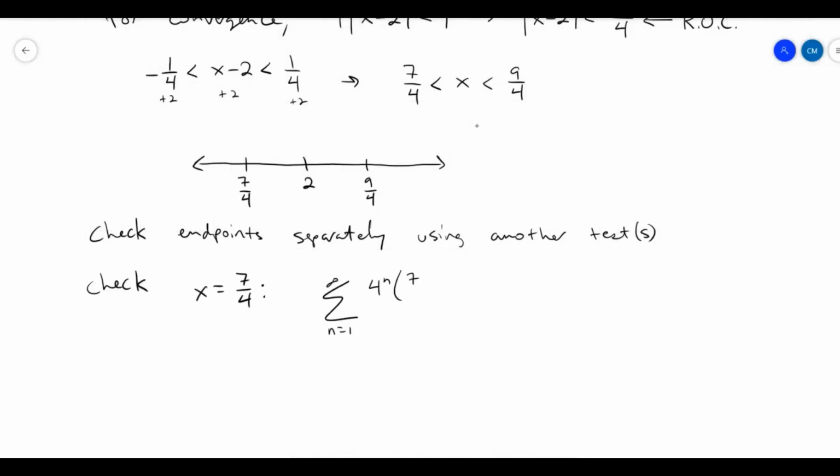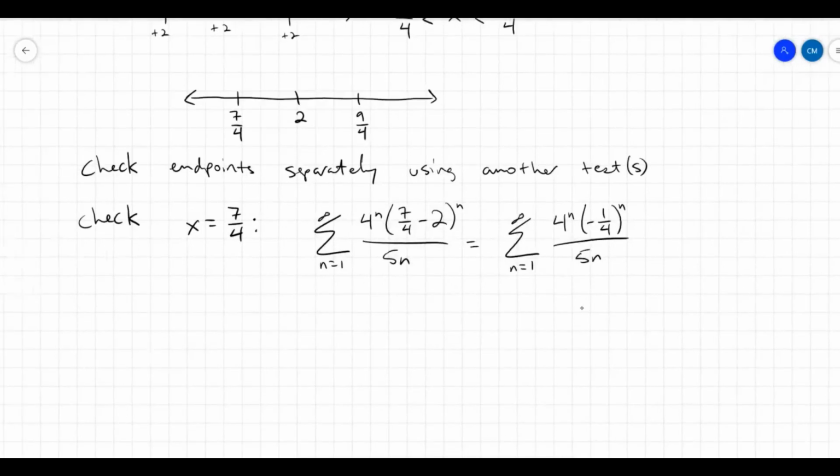7/4 here, minus 2 to the n. And again, by doing this, I'm just producing a series just like the ones that we've been talking about up until this section, all the way up to 11.7. Okay, so let's see, 7/4 minus 2 is negative 1/4, right? So we got negative 1/4 here to the n over 5n.